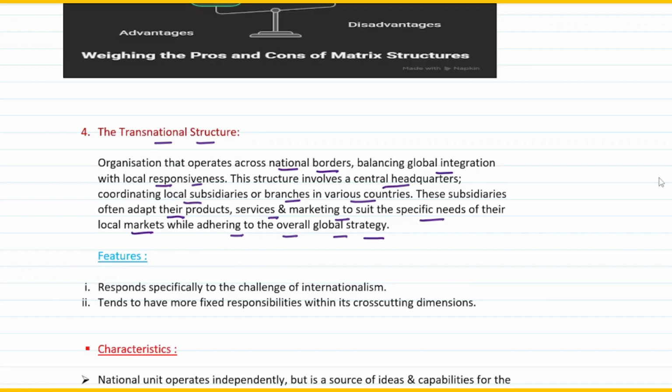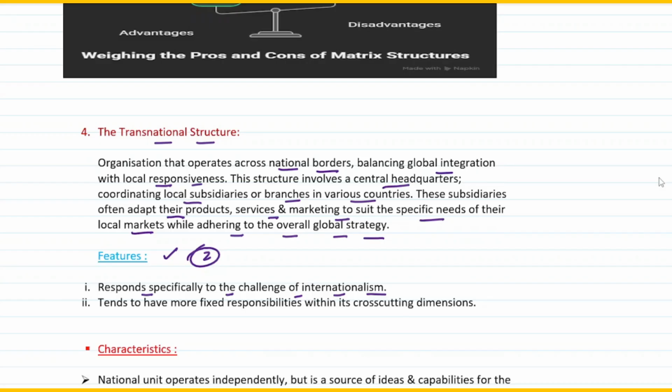So what are the various features? There are two features primarily. The first feature says it responds specifically to the challenge of internationalism. So if you have to diversify, because in today's world, if you are very local centric, then the scope of growth becomes very limited. So if you have to expand your company, then you have to go to different markets, and different markets globally, right? Not the local markets itself, but the international markets also.